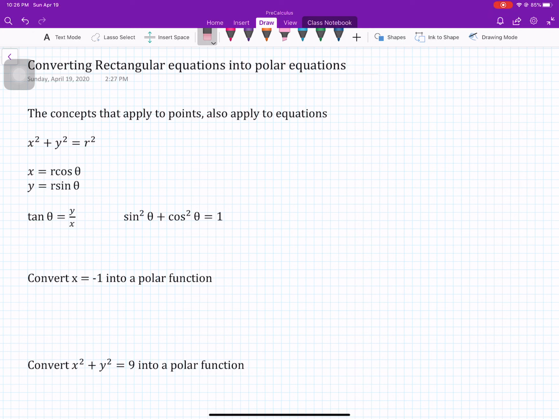Now we're talking about converting rectangular equations into polar equations. Just like before, we want to recall the concepts of rectangular and polar and how they're related. So you know that x squared plus y squared equals r squared. You know x equals r cosine theta and y equals r sine theta. Then we have the tangent of theta equals y over x. And then this one, which might come in handy every once in a while, sine squared plus cosine squared is 1.